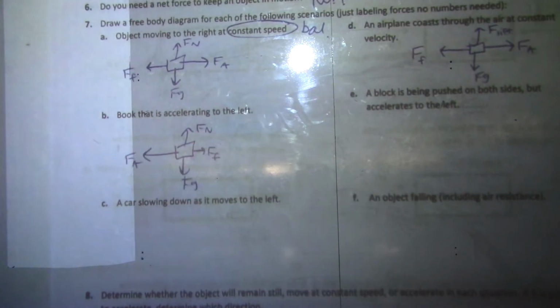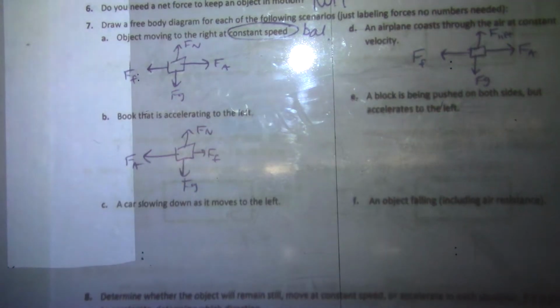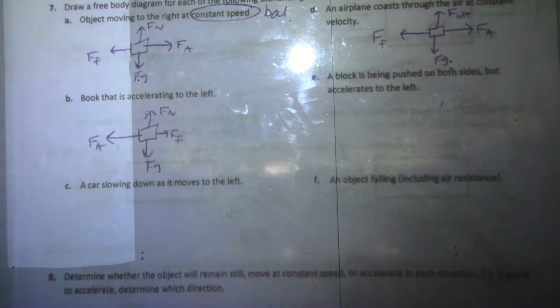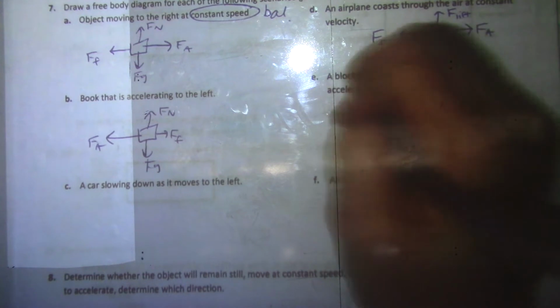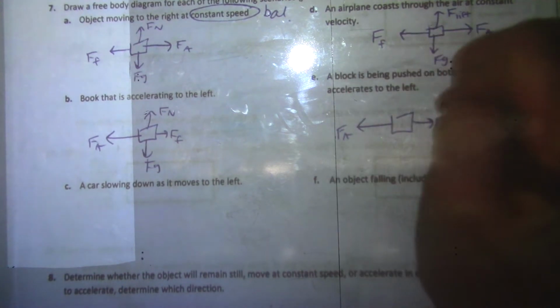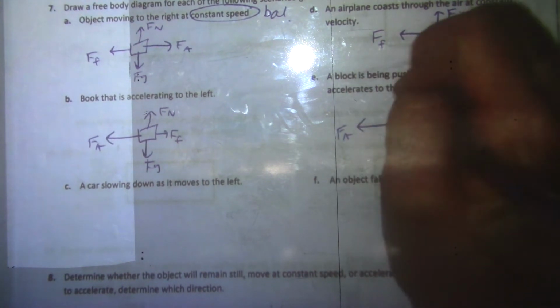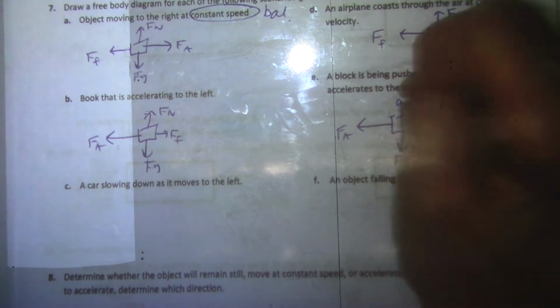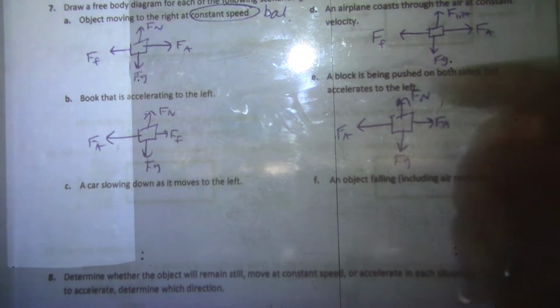Book accelerating to the left, so if I have Fn and Fg, let's say I have an applied force, and that means my friction would be less. Or it's possible there's no friction, but you absolutely need a bigger force to the left. Block pushed on both sides, but accelerates left, so an applied force and another applied force, but the left one is greater, Fn and Fg, and the up and down would be balanced because I'm only accelerating left, not up or down.